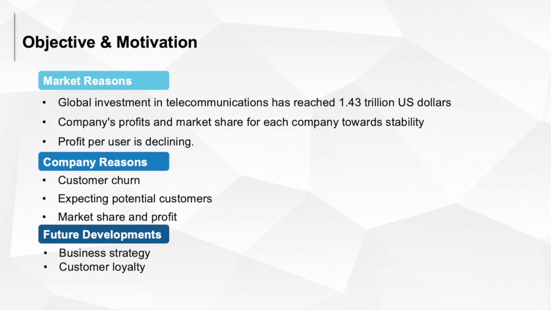Second is the company reason. Customer churn is an important problem for all companies. The purpose of this research is to help the Belong company discover more potential customers and their real needs based on the analysis of the data obtained, to improve the business performance and strategy, and also to increase the company's market share and profit. Third, for the future company development plan, the analysis results can help the company build a better business strategy and maintain the customers.